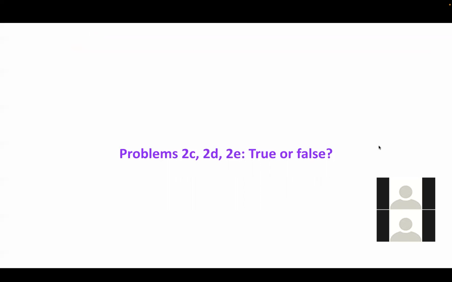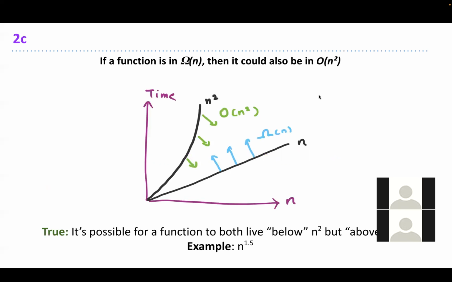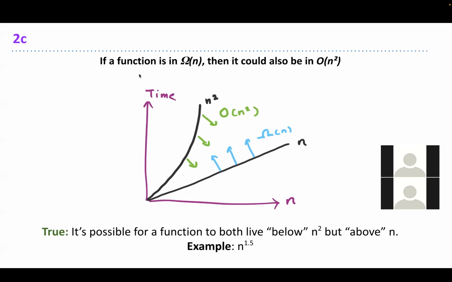So now let's do problems 2C, 2D, and 2E. Let's do this together since we don't have too much time left. Oh, I guess it gives the answer, but that's fine. So if a function is in big omega of n, then it could also be in big O of n squared. And this is true because it's possible for a function to both live below n squared, but above n. So for example, n to the 1.5.